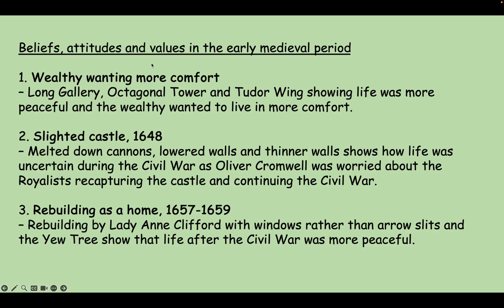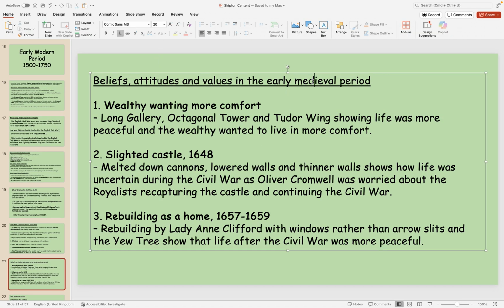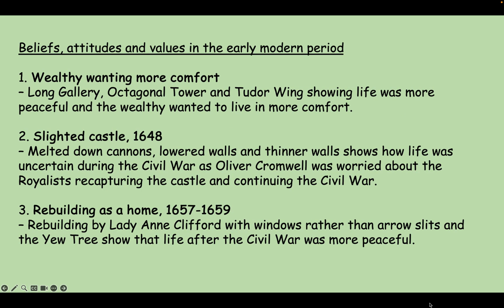So in terms of beliefs, attitudes and values, you could talk about the wealthy wanting more comfort. So the beliefs of them at the time, they wanted more comfort. So the long gallery, the Tudor wing, the octagonal tower, it's all showing that life is becoming more peaceful and the wealthy want to use their wealth to live in more comfort.